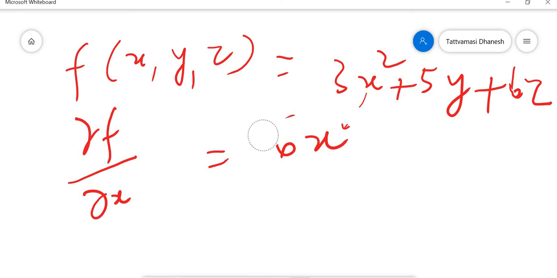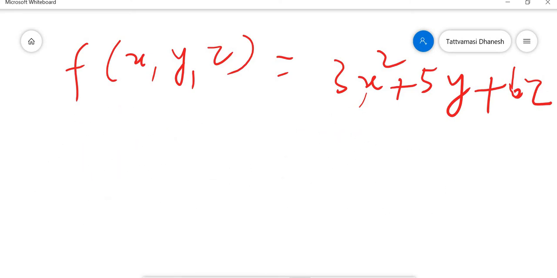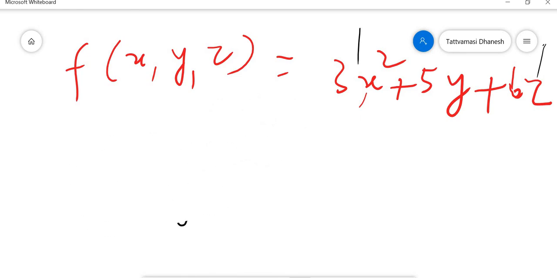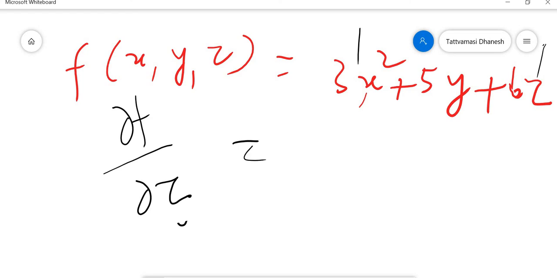In the same way, dou f by dou y. At that time, the terms in x and z will be constants, and you will get 5, because the derivative of y is 1, so 5 into 1 is 5. In the same way, dou f by dou z. At that time, x and y will be constants, and you will get the answer as 6, because the derivative of 6z is 6.